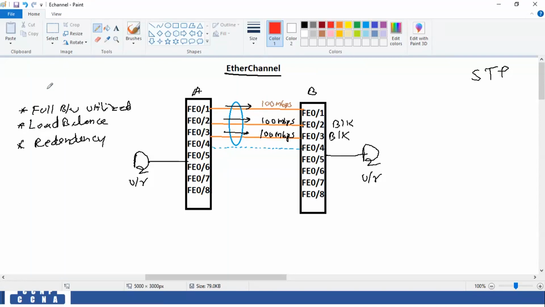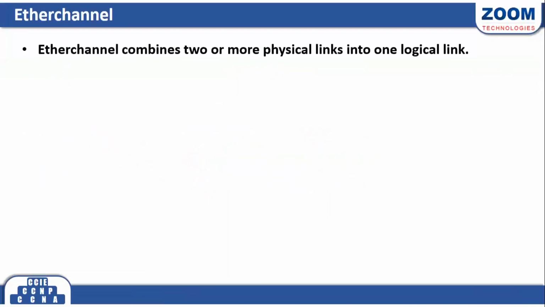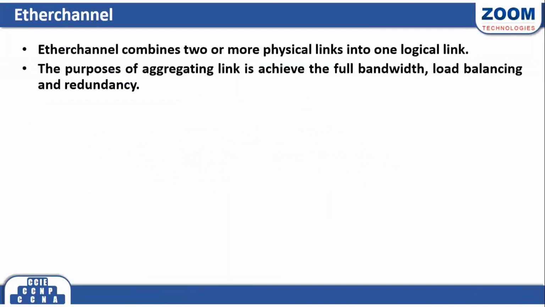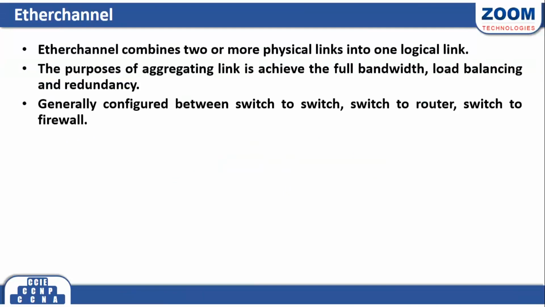So these are the 3 major points EtherChannel can support: utilizing full bandwidth, load balancing, and redundancy. EtherChannel combines 2 or more physical links into one logical link. The purpose of aggregating links is to achieve full bandwidth, load balancing, and redundancy. It is generally configured between switch to switch, switch to router, and switch to firewall.